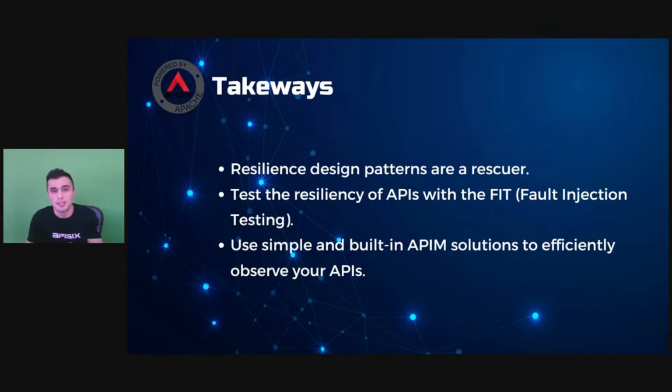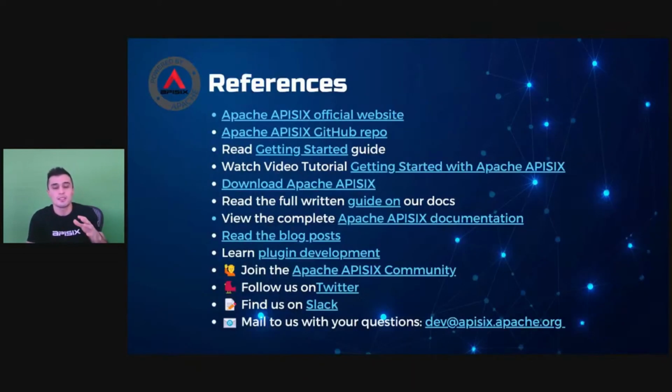Not only at the API gateway level, there are other ways of using fault injection testing. And also you can use a simple built-in API management solution to efficiently observe your APIs. As I showed, you can easily enable these observation plugins. Also, you can put on top of everything some security like authentication and authorization without additional code changes or re-architecting your existing application.